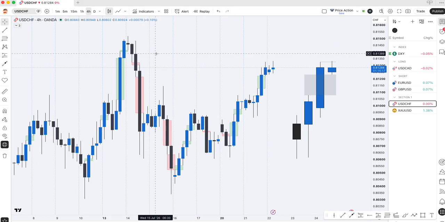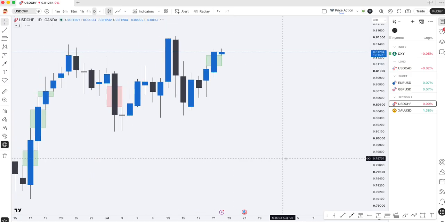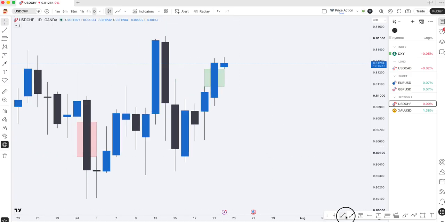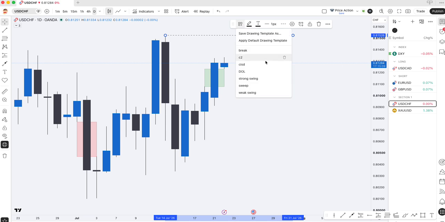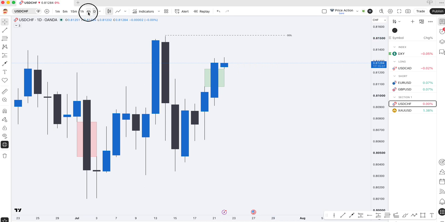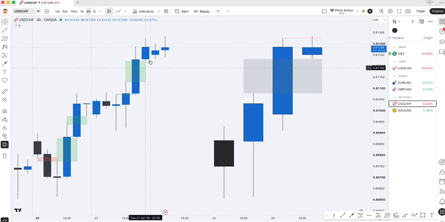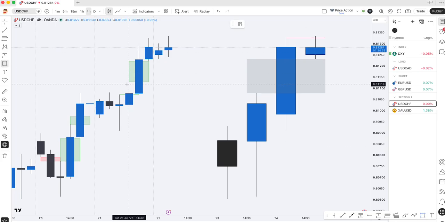What am I expecting today's candle to do? Do we have a drawn liquidity? Yes, we have. This is really clear drawn liquidity. What I'm expecting price to do today is open, go down, trade into the bullish FVG, and then continue pushing up. So the daily candle opens, goes down, makes a wick, and then continues pushing up.